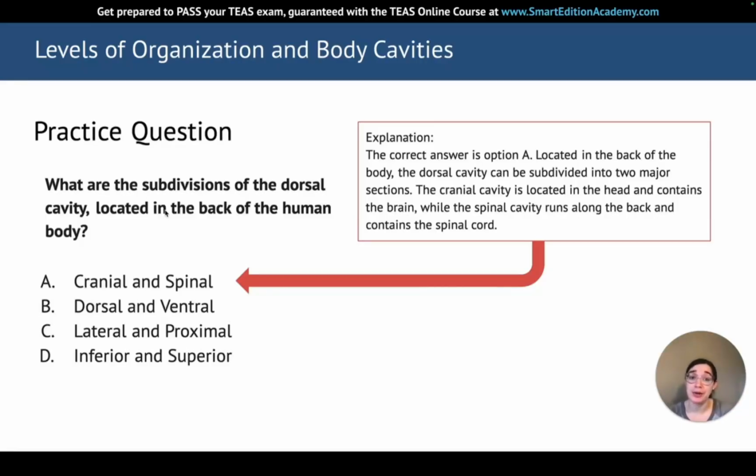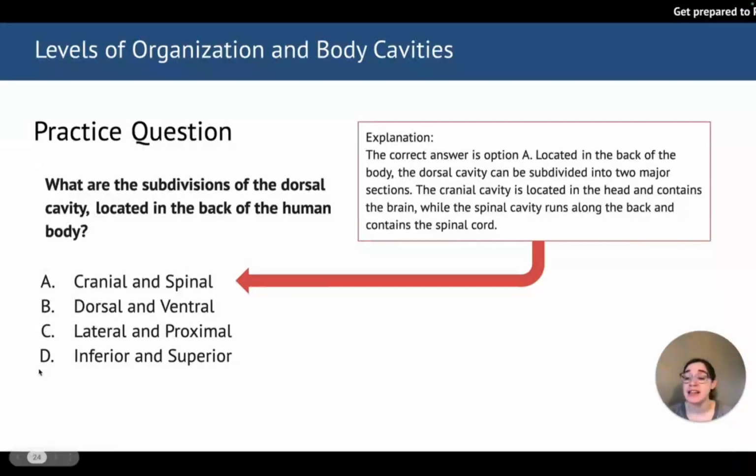So recall back to our diagram that we were examining earlier. The major body cavities are indeed dorsal and ventral, but we are being asked specifically about subdivisions, and even more specifically about the subdivisions of the dorsal cavity. So B cannot be our correct answer, as it's asking about the broad divisions of body cavities, front and back, and not the specific subdivisions. And then C and D, like I said, are directional terms, not the names of the body cavities. So these answers are incorrect as well, and we're left with option A, which is our correct answer.